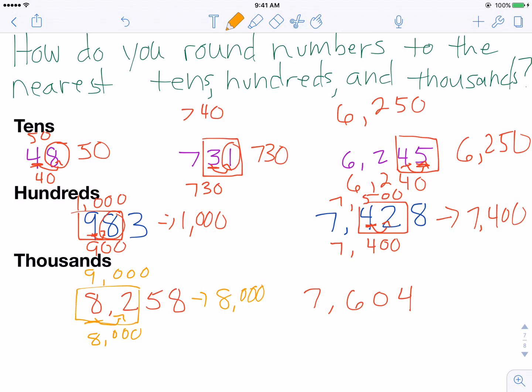My next example is 7,604. I'm going to do the same thing. 7,604 is between 7,000 and the higher 1,000, which is 8,000. Rounding to the thousands, I'm going to use the next number over in order to decide whether to go up or down. The number in the hundreds place is a 6. That falls in 5 to the sky. I'm going to go up to 8,000. So that's how you would round numbers to the nearest tens, hundreds, and thousands.